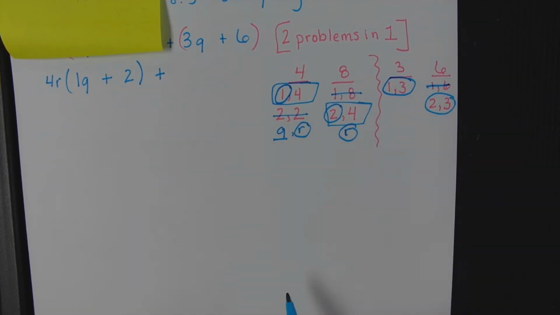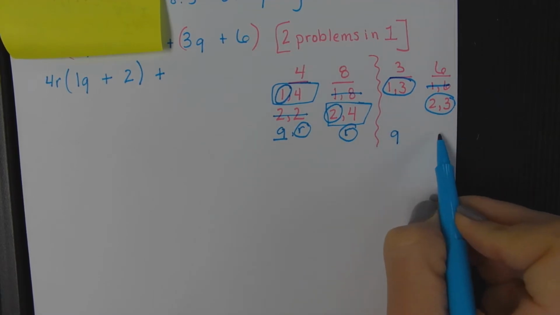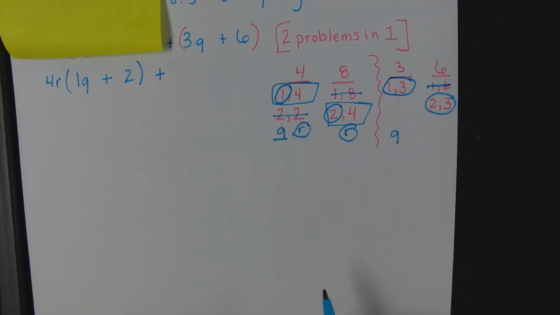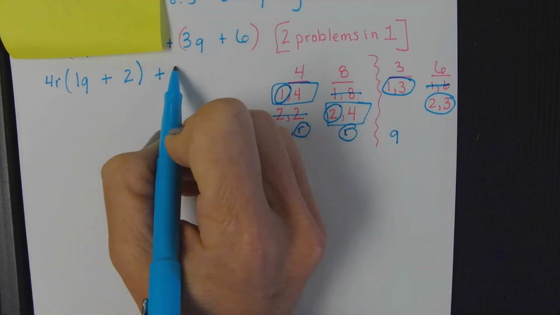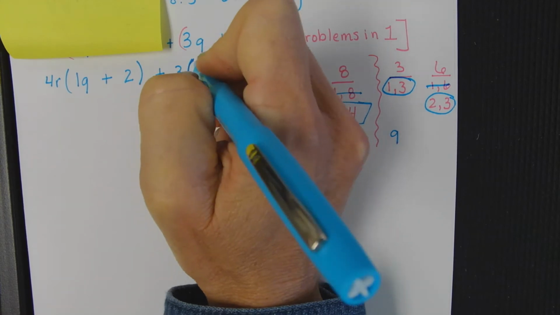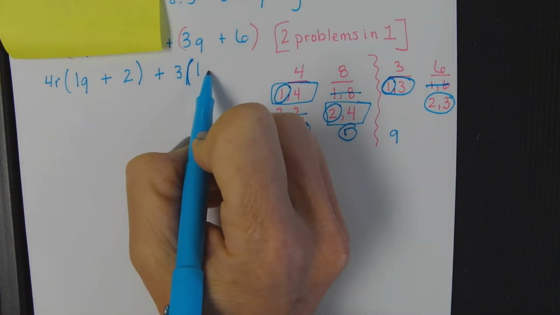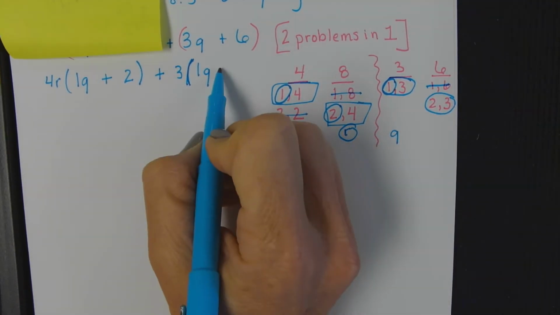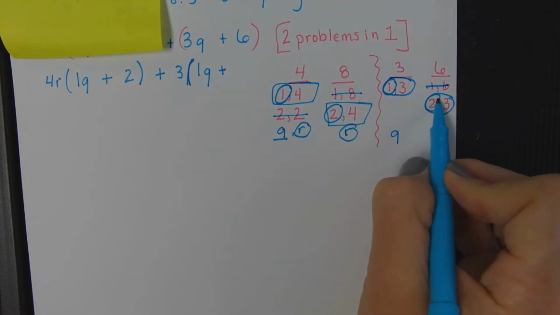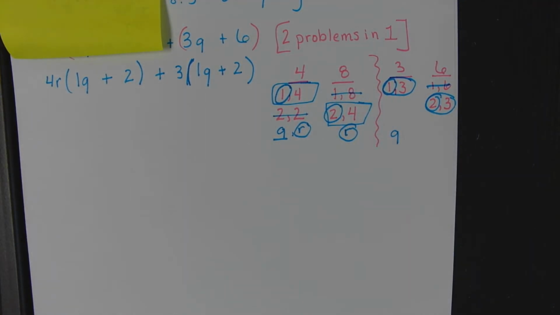Cross out that one. This has a variable Q. This does not have a variable, so we got to leave the variable alone. So I'm going to take out the 3. Here we go. So what's left inside? 1Q plus what's left here? 2. What do you notice? There's matching terms inside the parentheses. Bingo.